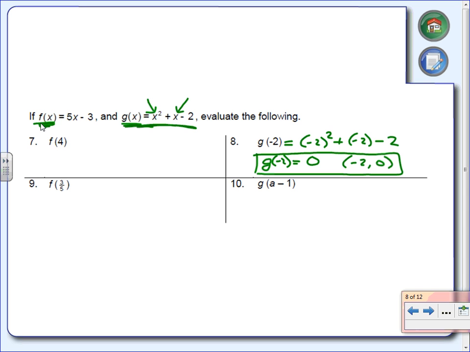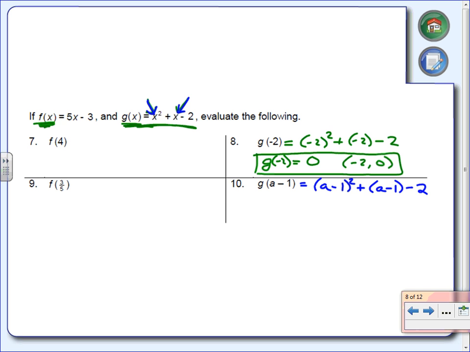All right, next one's going to be a little trickier here. What they want me to do is find g of a minus 1. So just like number 8, we're going to start off by replacing each of these x's again with an a minus 1. All right, so all I did was replace the x's with a minus 1. Now, unfortunately, I can't just throw this in the calculator and the calculator give me the answer. That's because I've got some variables there. So we're going to have to do a little work.